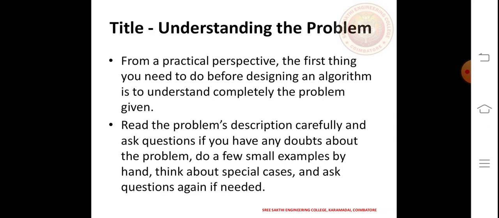We'll see everything in detail. First one, understanding the problem. The basic thing in algorithm problem solving is that we have to understand the problem completely. That is, we have to read the problem's description carefully and ask questions. If you have any doubt about the problem, do a few examples by hand, think about the special cases, and ask some questions again if needed.